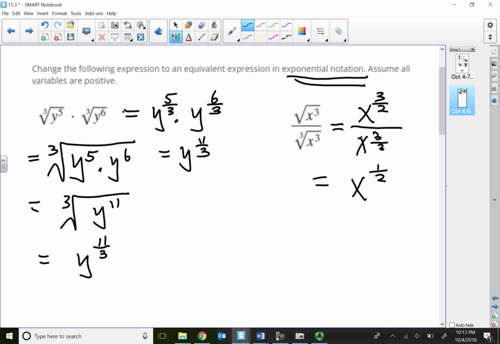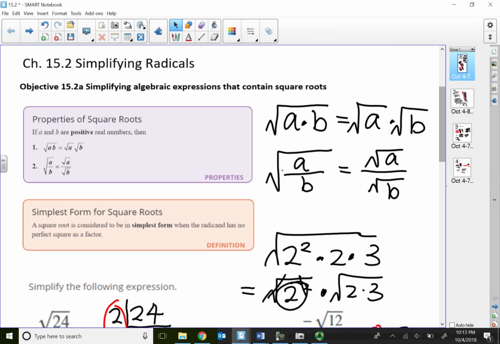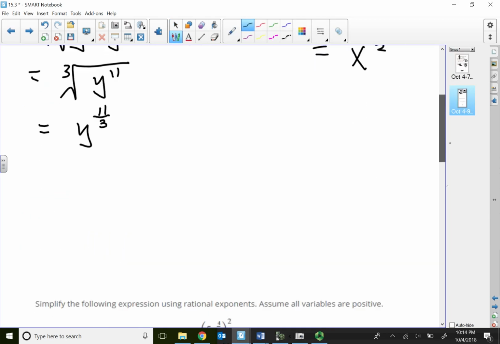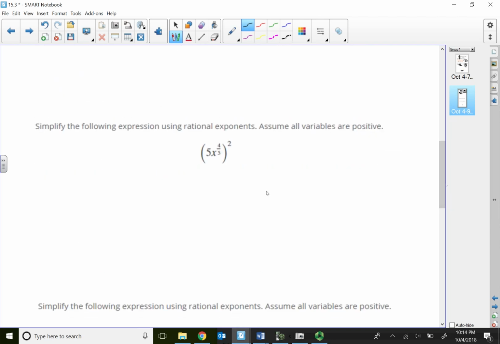For this problem, technically I cannot put these two x's within the same radical because the roots are different. One is square, one is cube. So you actually cannot put them under the same radical. You got to have the same roots. This rule is specifically saying it has to be the same radical, same roots, before you can put them all under the same roof. So doing it this way is probably the only way. All right, let's try some other rules.